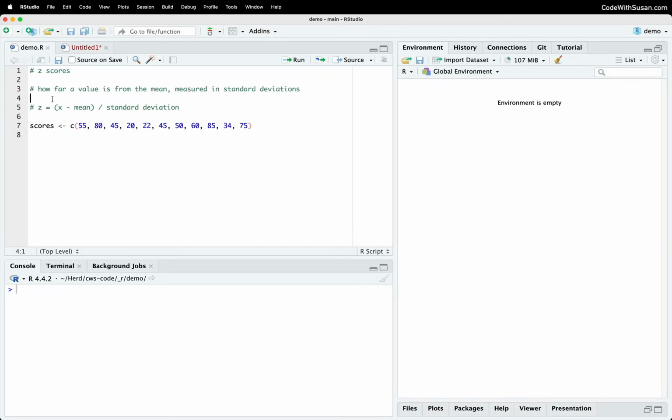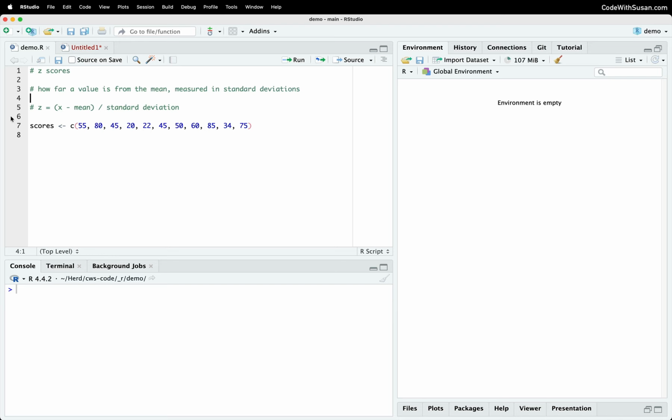A z-score tells us how far a value is from the mean, measured in standard deviations. Essentially, it tells us context about a given value, right? Where does that value fall in the range of all values we're looking at? Is it below average? Is it above average? How far below average is it? How far above average might it be?